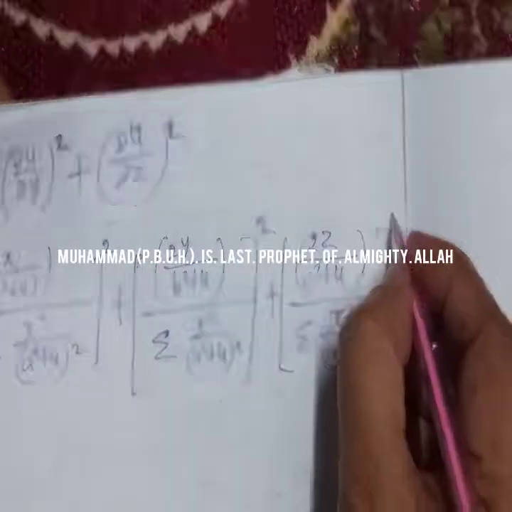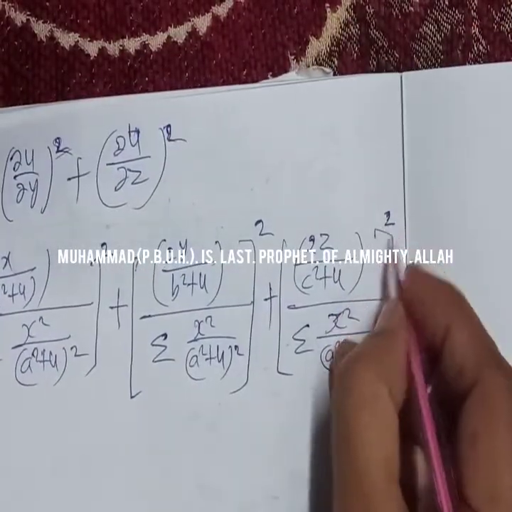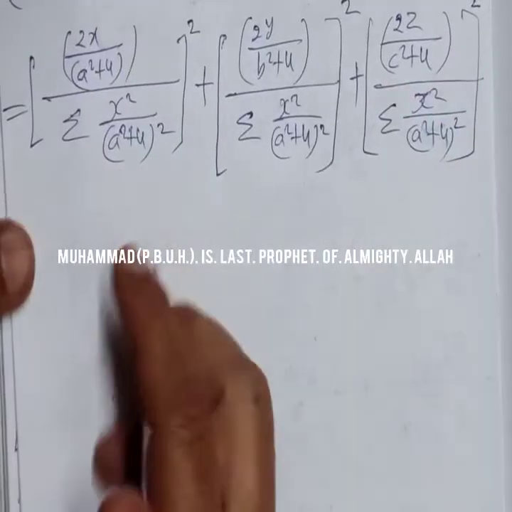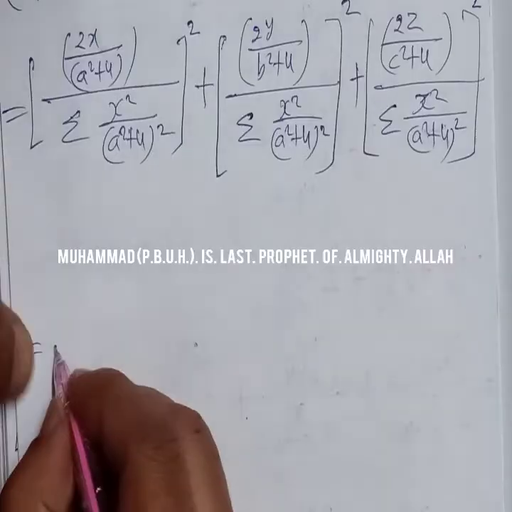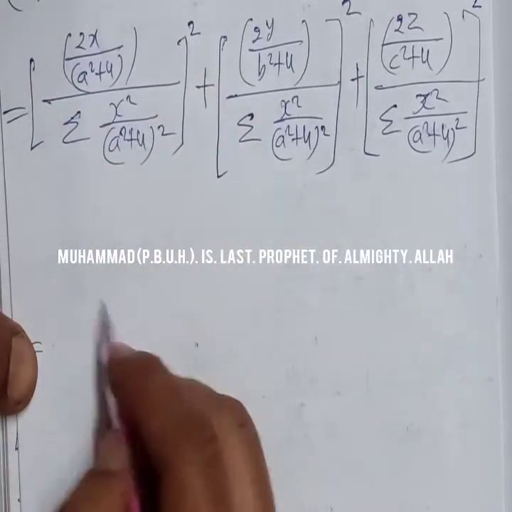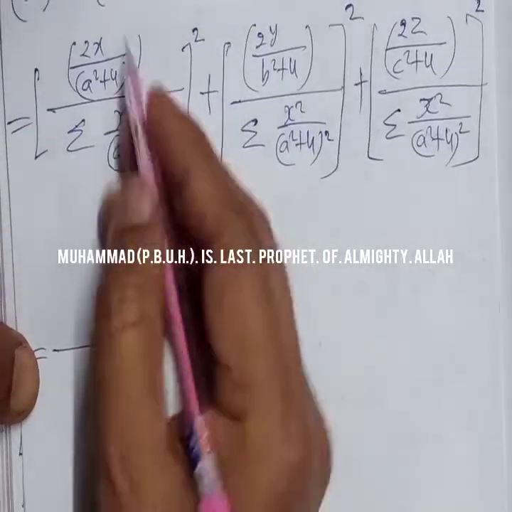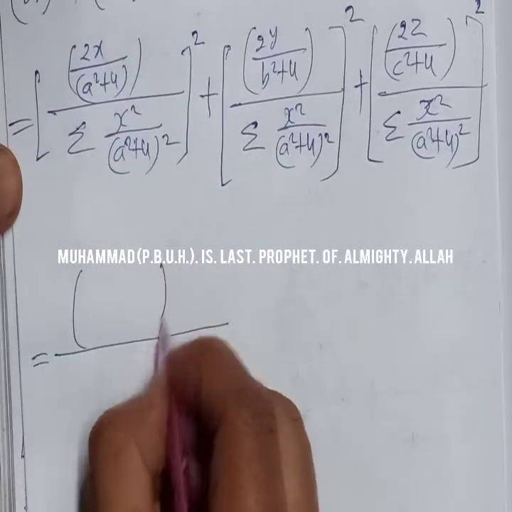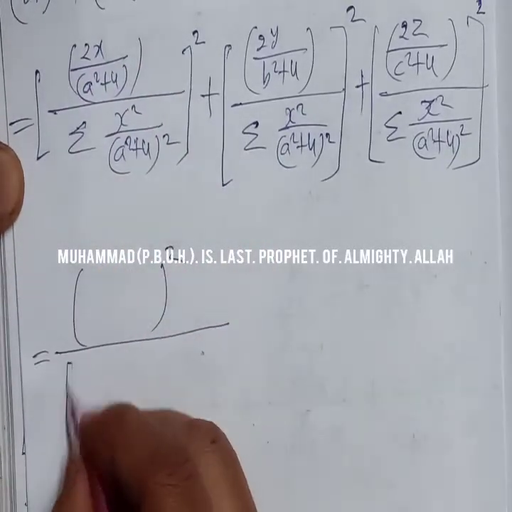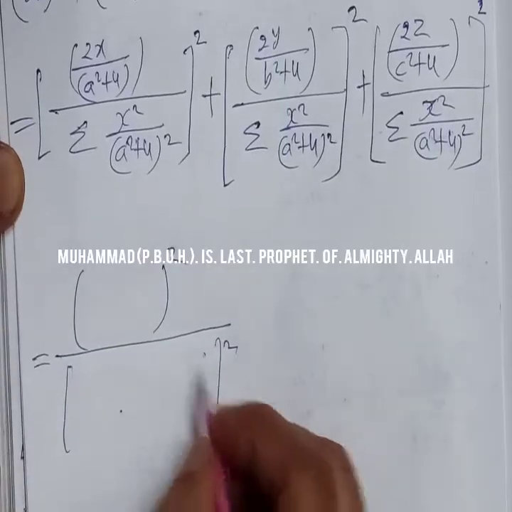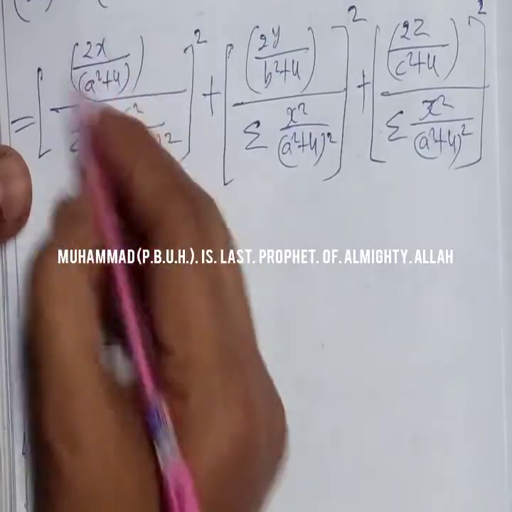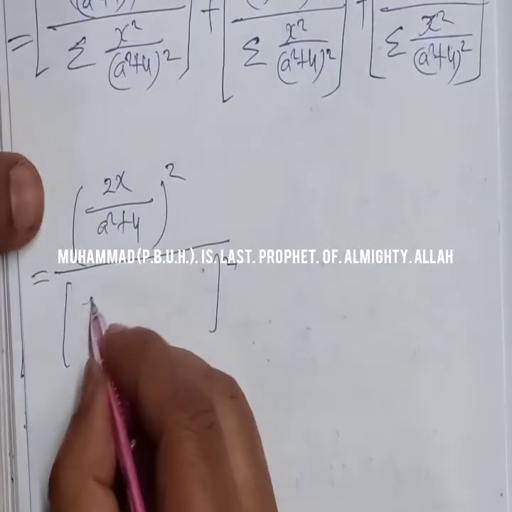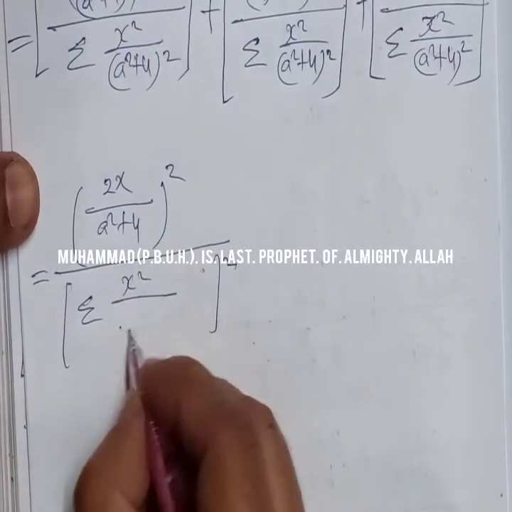This square we will write here. Now we have to calculate this. First of all, we should open this bracket, then it becomes numerator square and also denominator whole of square. So I write numerator (2x upon a square plus u), and denominator, which is sigma x square upon a square plus u whole of square.